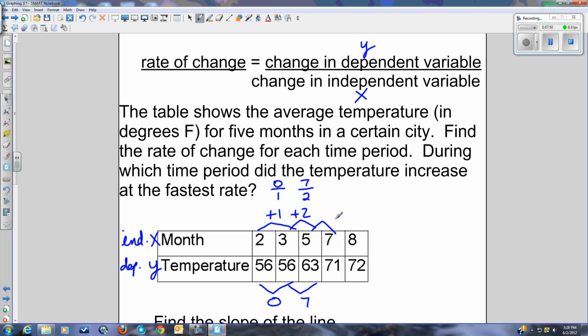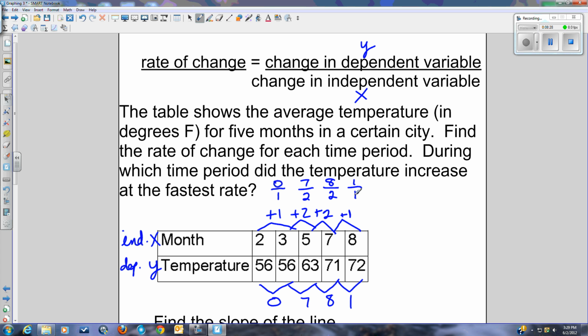From months 5 to 7, we had an increase of 2 months. And in between months 5 and 7, we had a change in temperature from 63 to 71, which is 8 degrees. So if we write the change in the y over the change in the x, we have 8 over 2. From months 7 to 8, that's a difference of 1 month. And the temperature increased from 71 to 72, so that's a difference of 1 degree. Change in the y is 1. Change in the x is also 1.